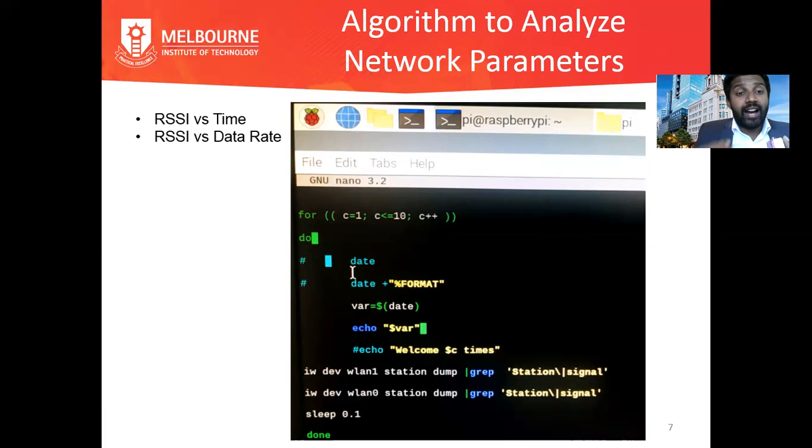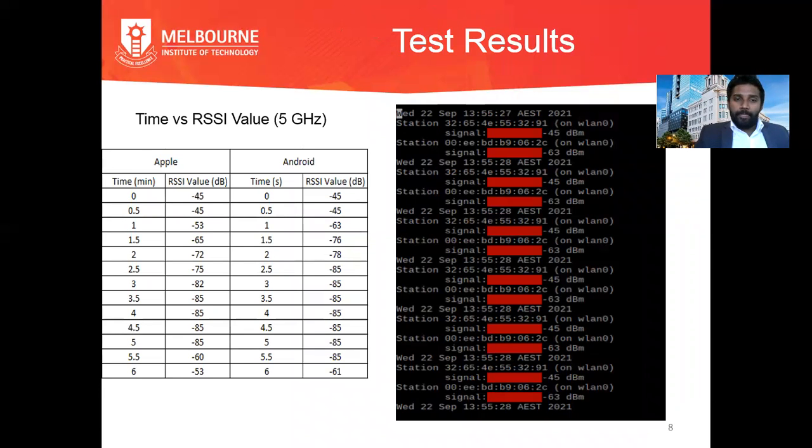And the other one would be RSSI value with the data rate. How these devices have changed their data rates when they change their RSSI values. So in order to output these results, this is the main algorithm that I wrote inside this Raspberry Pi. So these are the main important results that I managed to output.